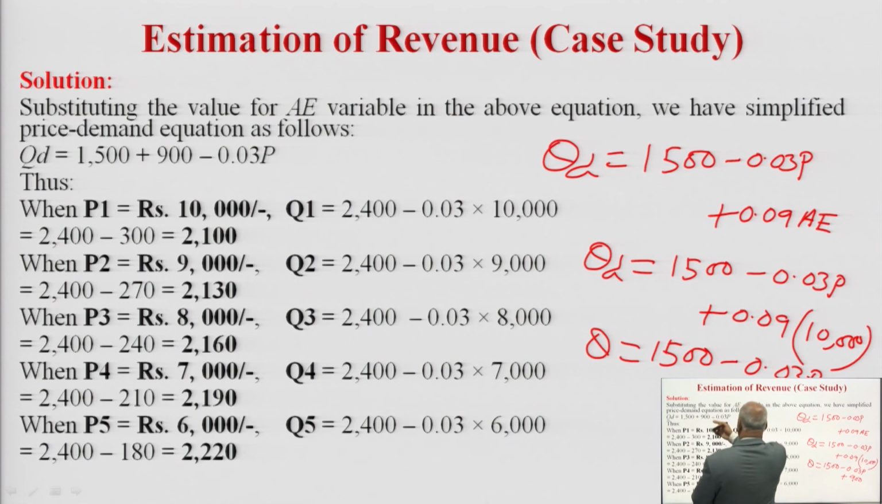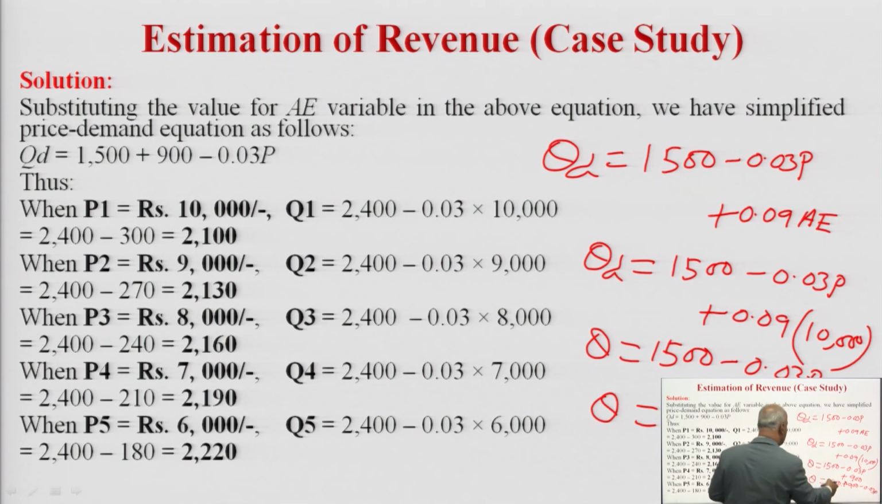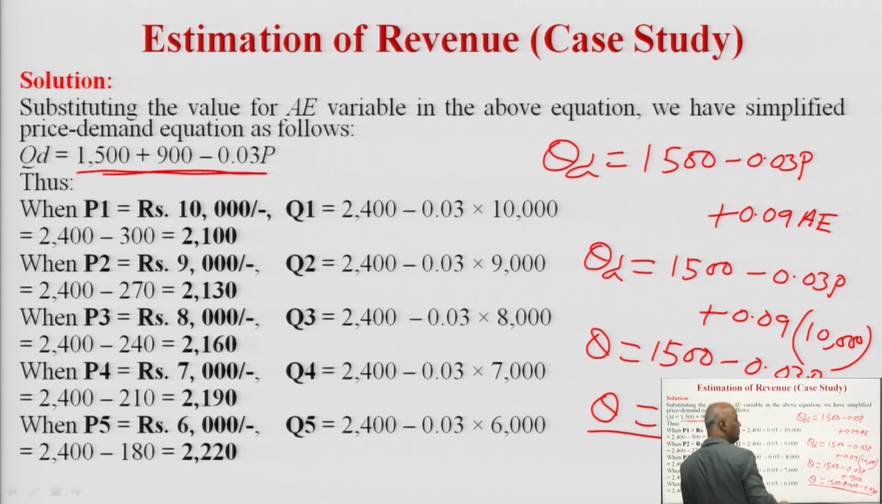Again, here it is mentioned in the slide that Q is equal to 1500 plus 900. This is a plus sign, please take a note of this. This is a minus sign, minus 0.03 P, and the same thing is mentioned here. Just see: 1500 plus 900, minus 0.03 P.